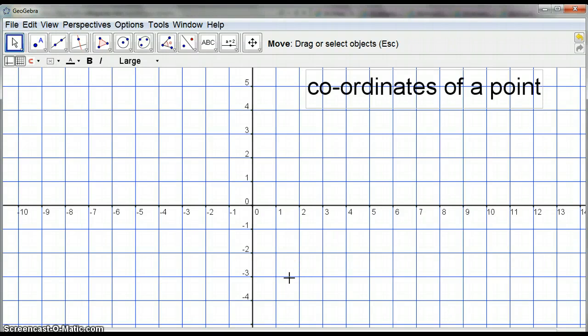So the first thing, looking at this, what's this line across here? What's that called? The y-axis is this one going up and down. That's the x-axis. How do I remember that? Y is to the sky.